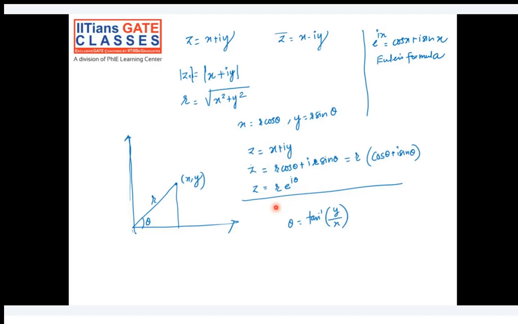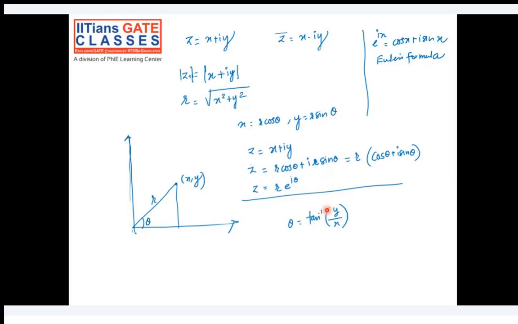You know this r, how to calculate r. The relationship between x and y and r is this: r is equal to under root of x square plus y square. But how will you calculate this theta? Tan theta is y by x. Okay, tan of theta is y by x. So theta will be tan inverse of y by x. So that is how you will calculate theta. Okay, so I hope you understood how a complex number looks in the Cartesian and polar coordinate system.